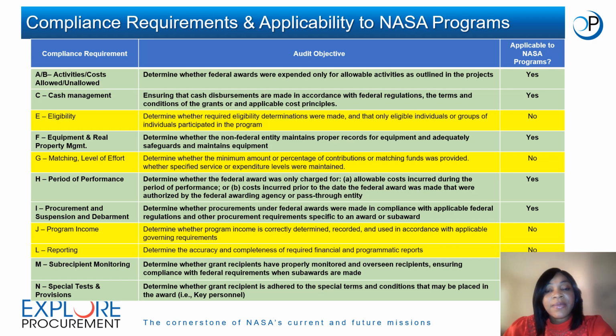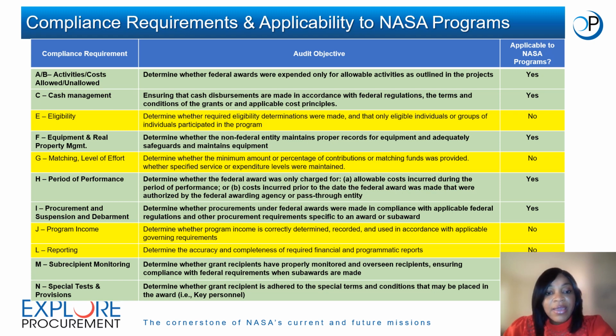And the second column provides you the objective that the auditors are testing. So for the first requirement, which is activities allowed and unallowed, and costs allowed and unallowed, the auditors are verifying whether or not the federal awards were expended only for the allowable activities as outlined in the project. As for the cash management requirement, they are ensuring that the cash disbursements are made in accordance with federal regulations, the terms and conditions of the grants, or applicable cost principles.